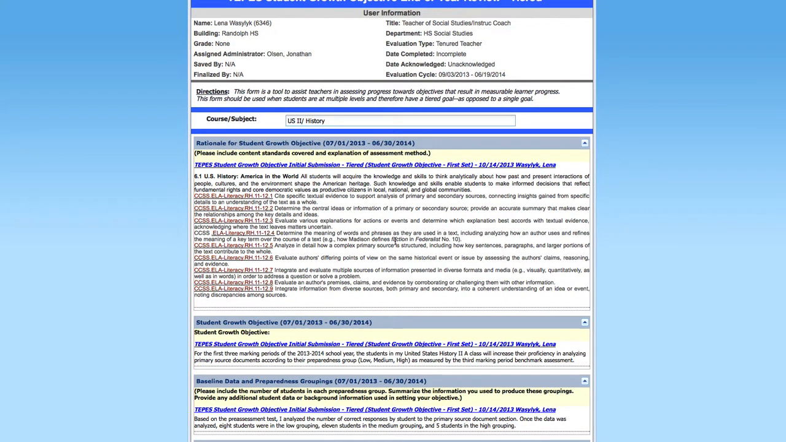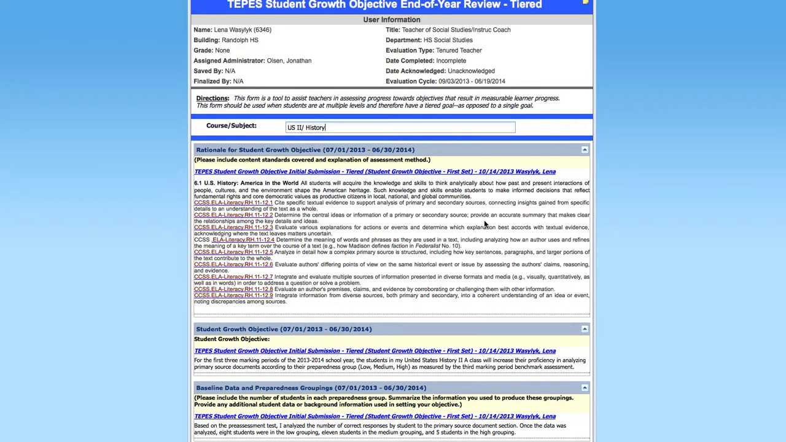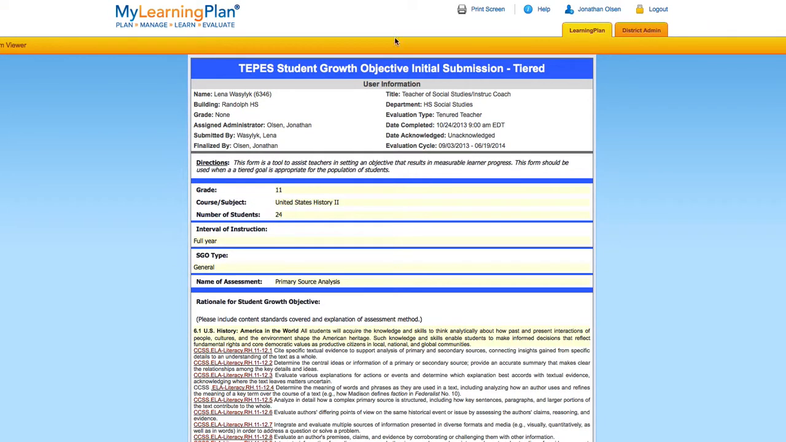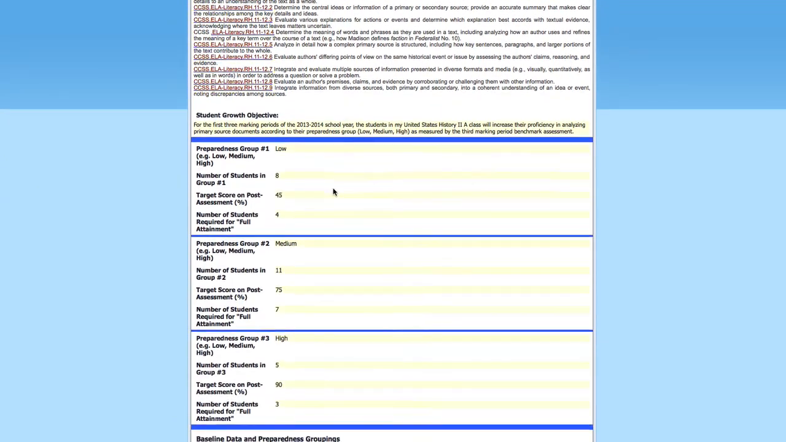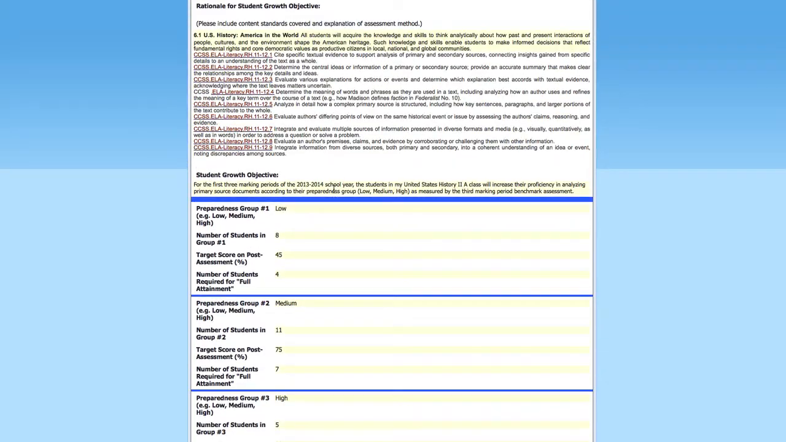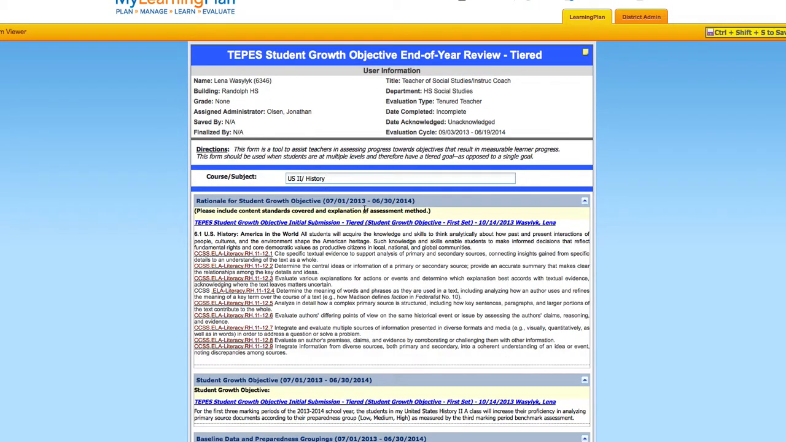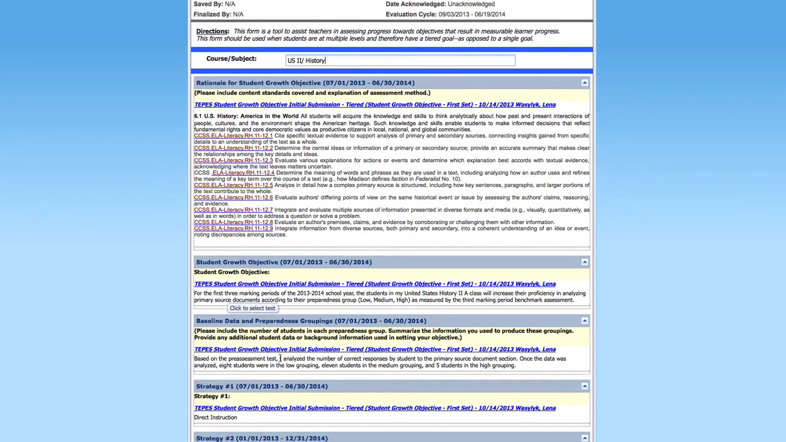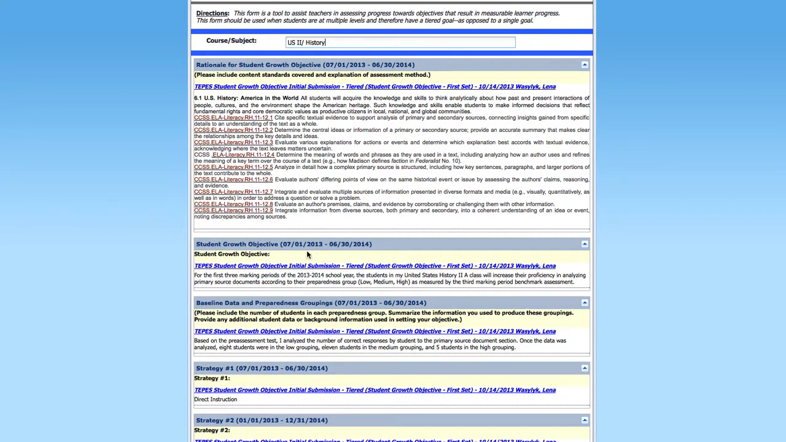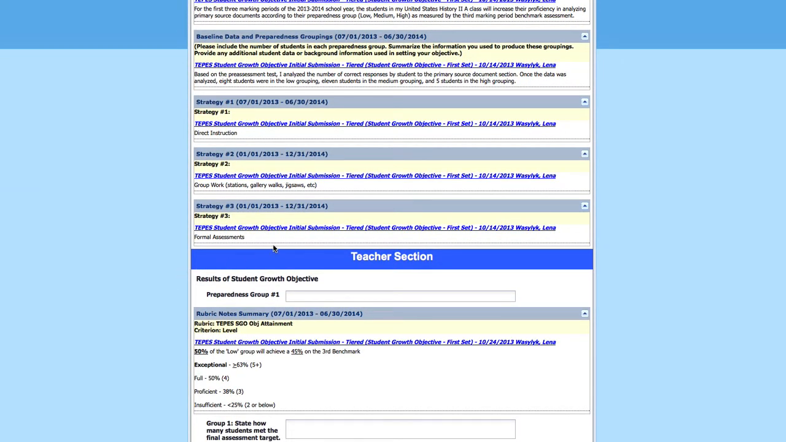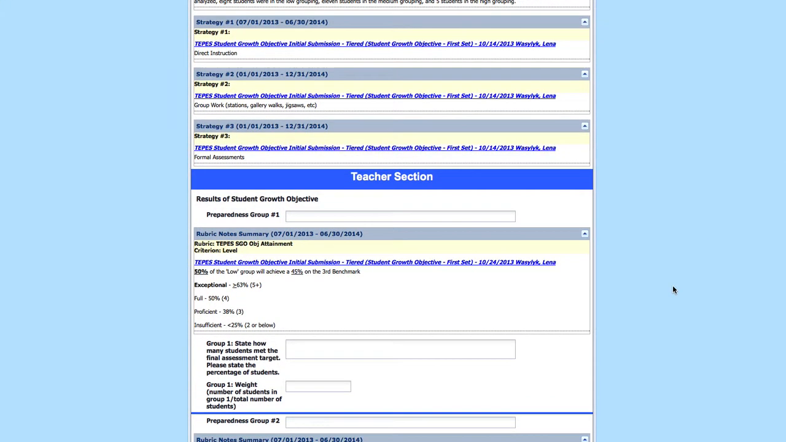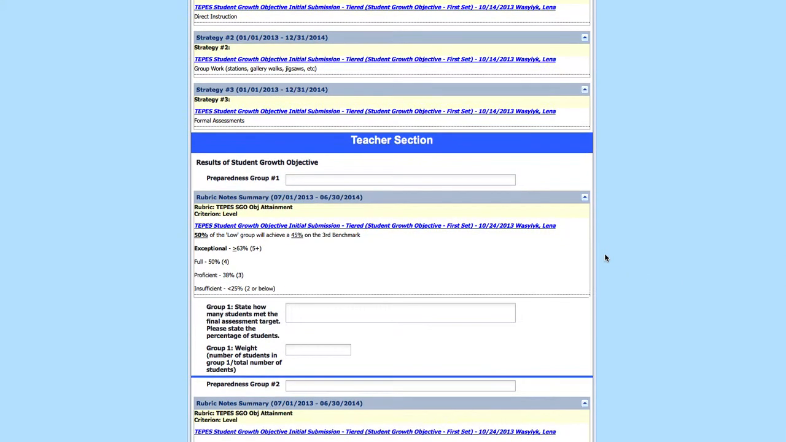The information on this tiered end-of-year review form is pulled from your initial submission that you filled out in September or October, and that was approved by an administrator. All the information is sent to this form, so you'll see this all replicated here. So here's the student growth objective and the strategies, etc. This form is a little trickier than the single submission, as you could see in another video. So you have to identify, here's the teacher section on this end of year review tiered form.